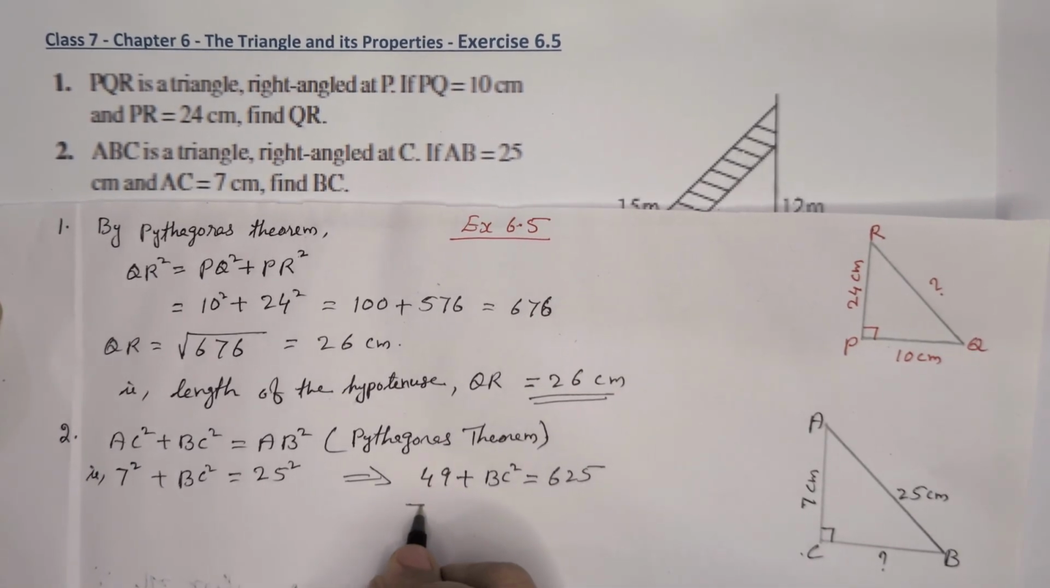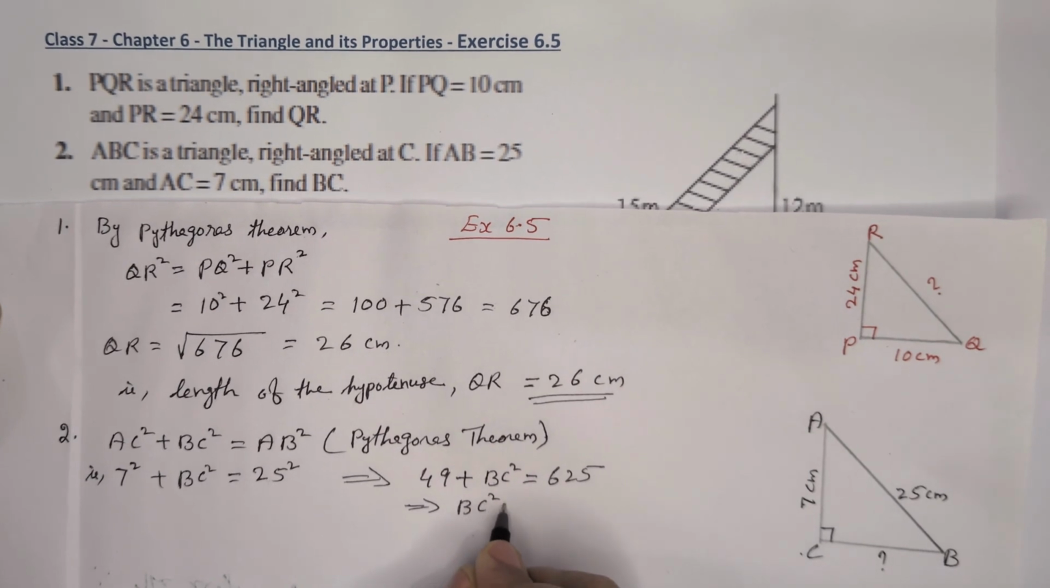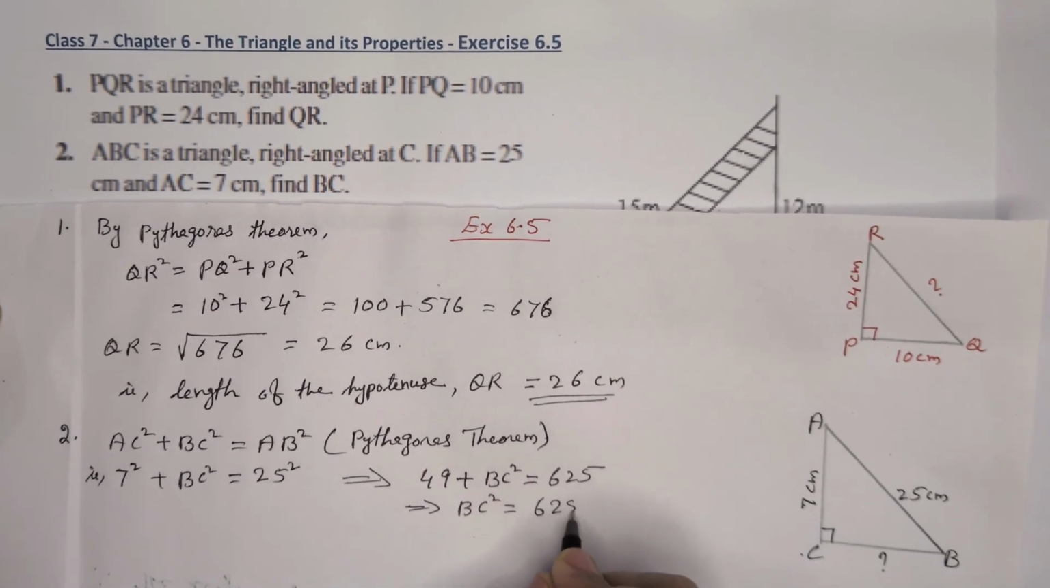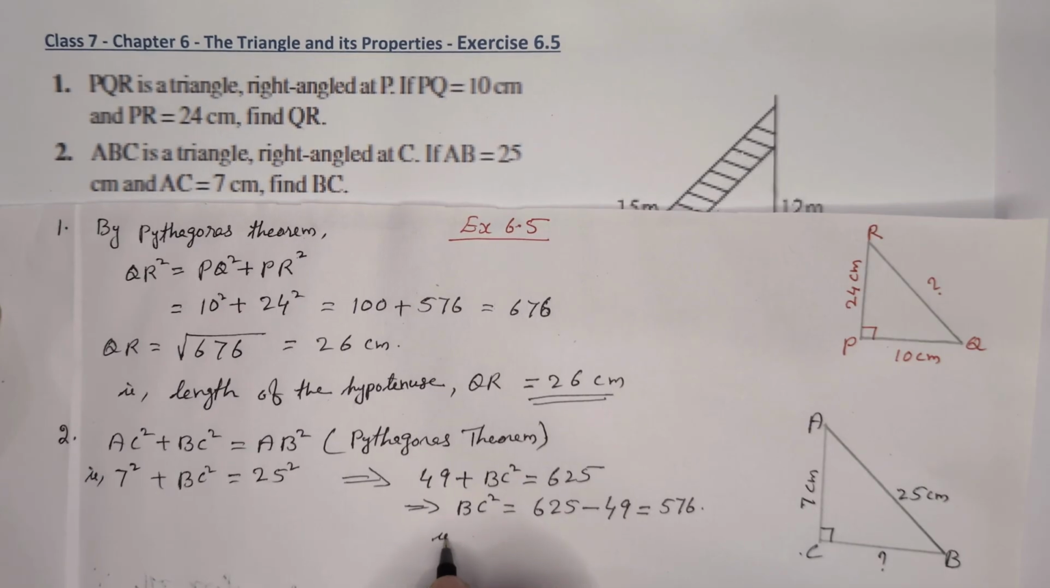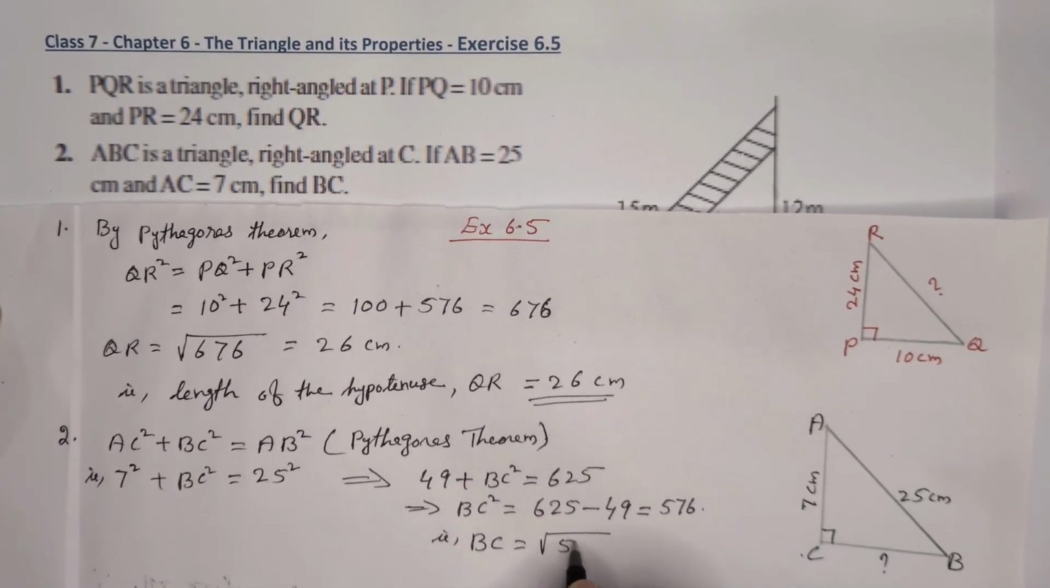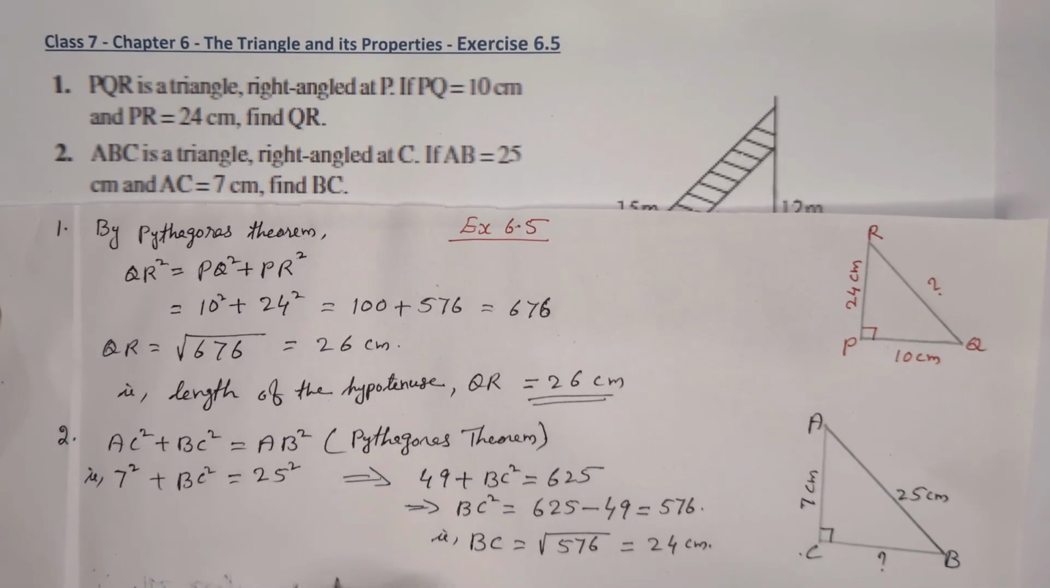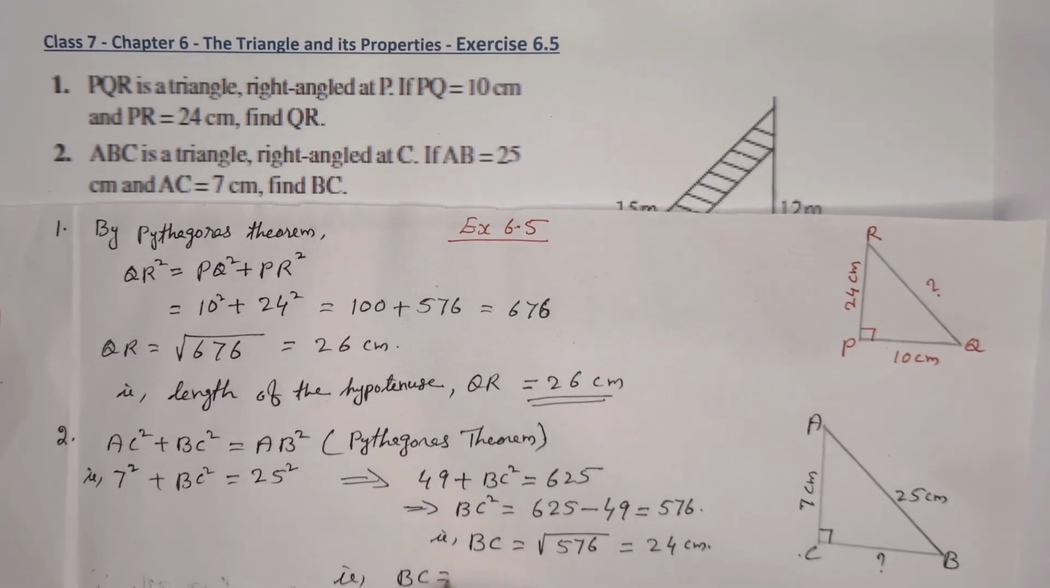From here, BC square is equal to 625 minus 49, which is equal to 576. That is BC is equal to root of 576, which is equal to 24 centimeter. So we can write the length of that side BC, that is BC is equal to 24 centimeter.